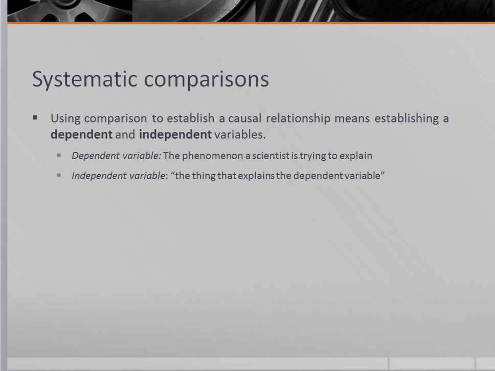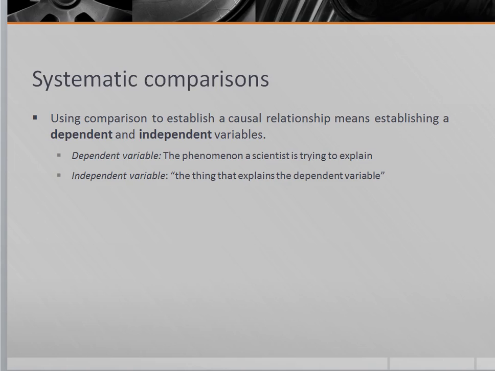Okay, so if we want to use comparison to establish a causal relationship, that means establishing at least one dependent and independent variable, and usually a lot of independent variables. A dependent variable is the phenomenon a scientist is trying to explain. The independent variable is the thing that explains the dependent variable. So we're trying to explain what causes democratization. The dependent variable is democratization, right?